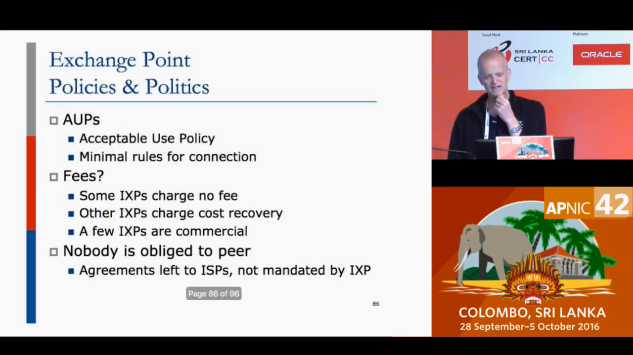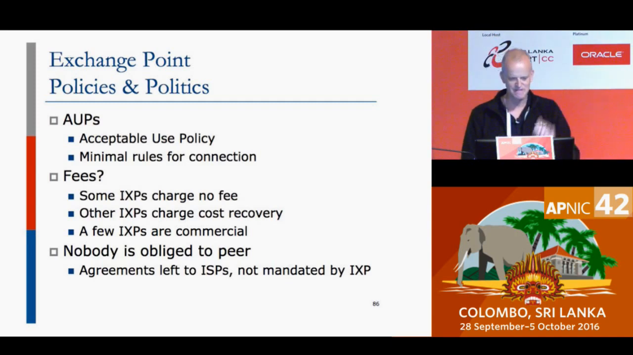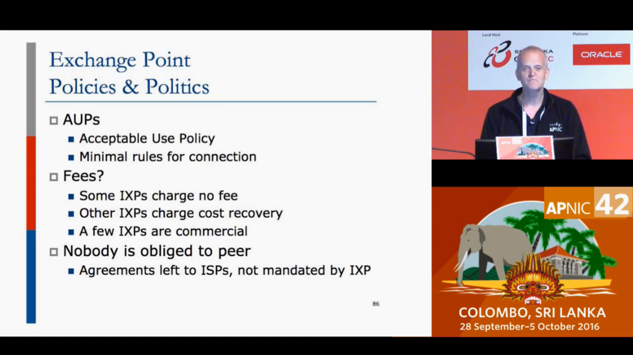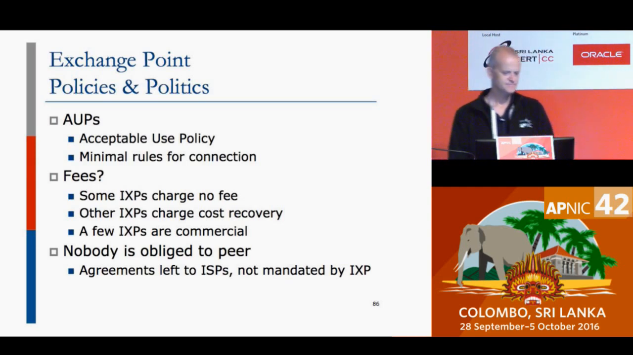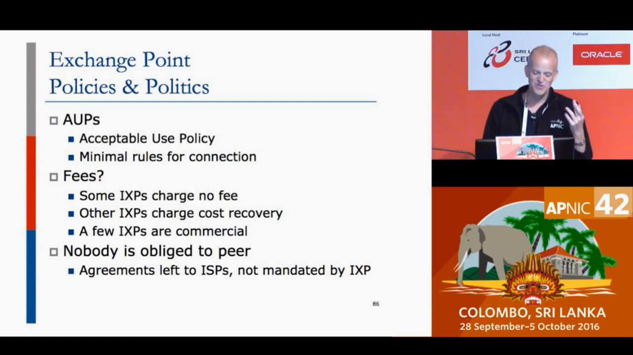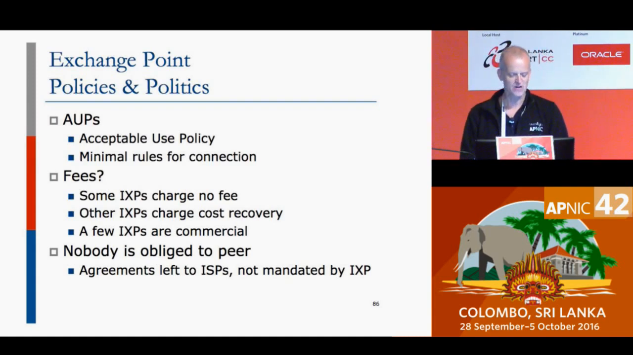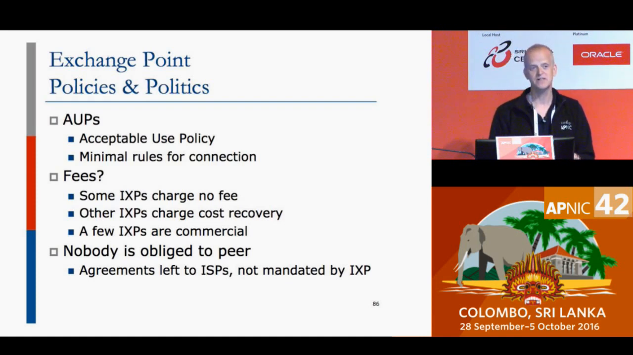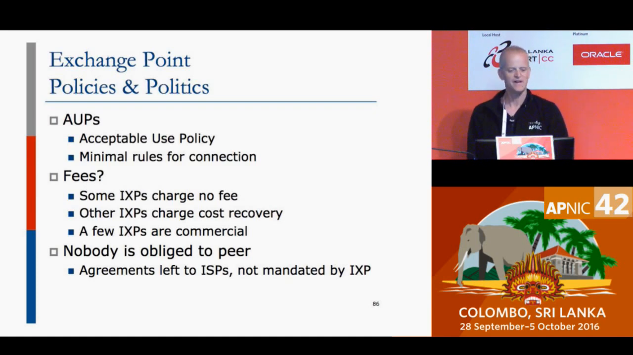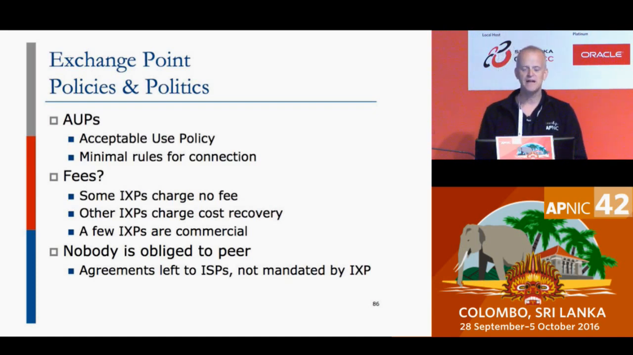So more information. I've collected URLs and various other things, and I'm sure it's not complete, but I'm giving it a go anyway. So an acceptable use policy can be useful. So the minimum rules for connection are things like don't point default routes, locking down the ports a little bit, and so forth. Also fees: no fee or cost recovery. Some exchange points are commercial, but again, that's their choice, and that's what the participants have agreed to. It's fine. Nobody should be obliged to peer.